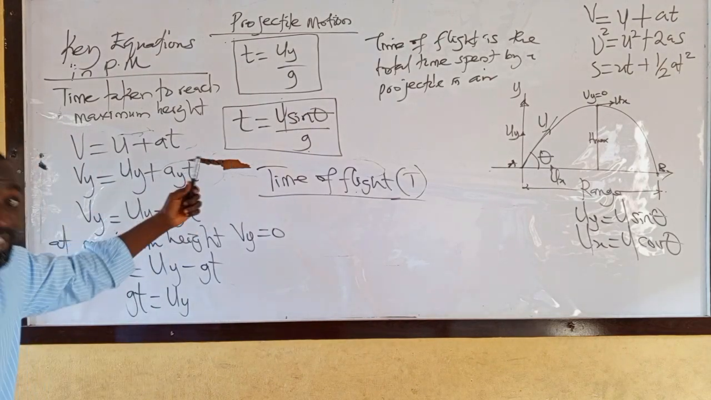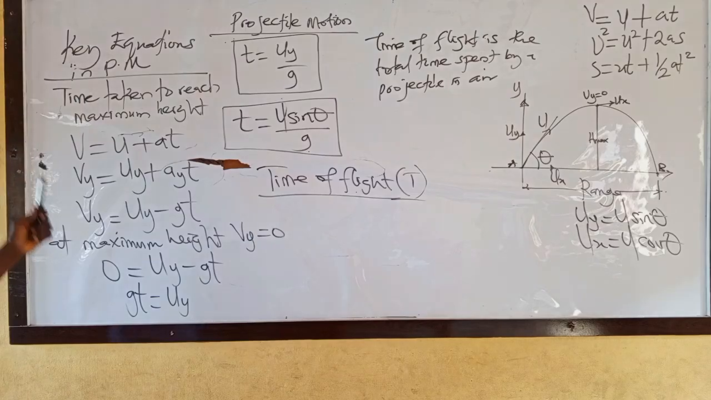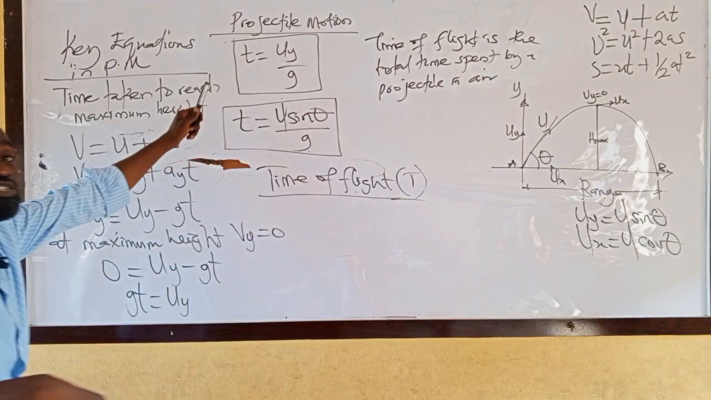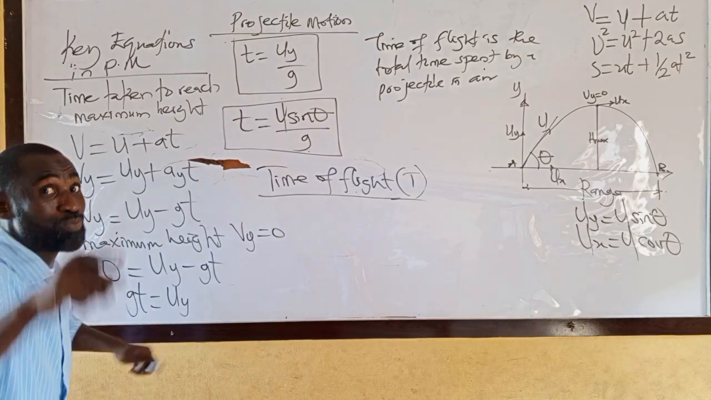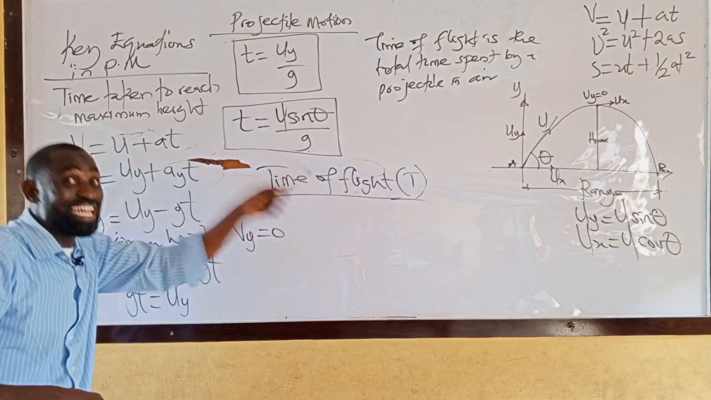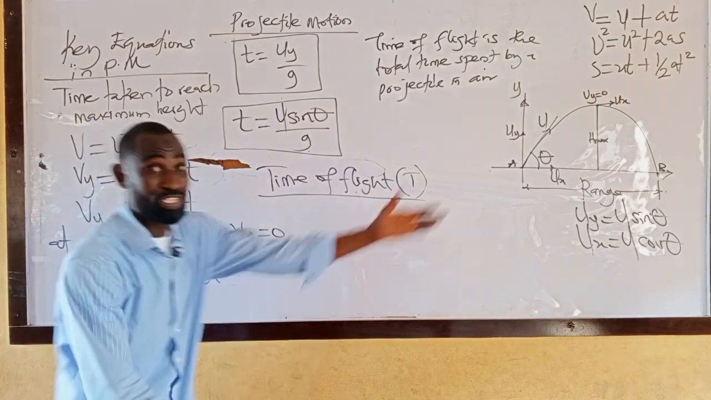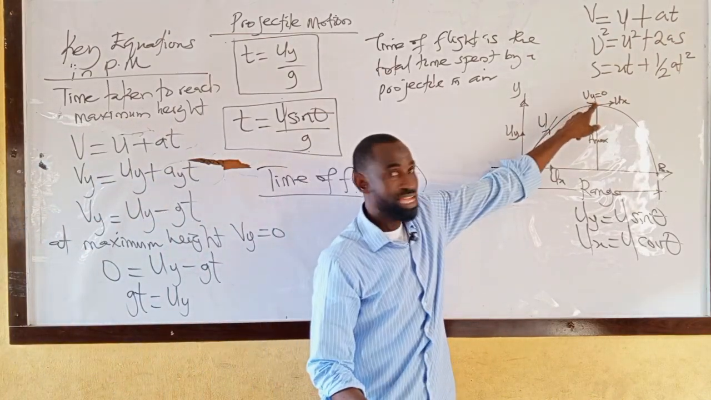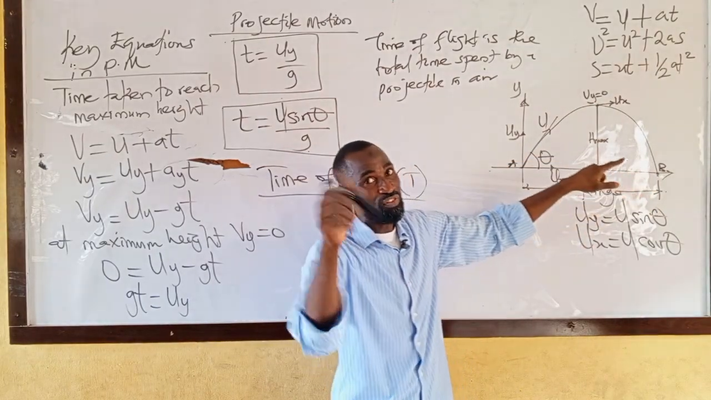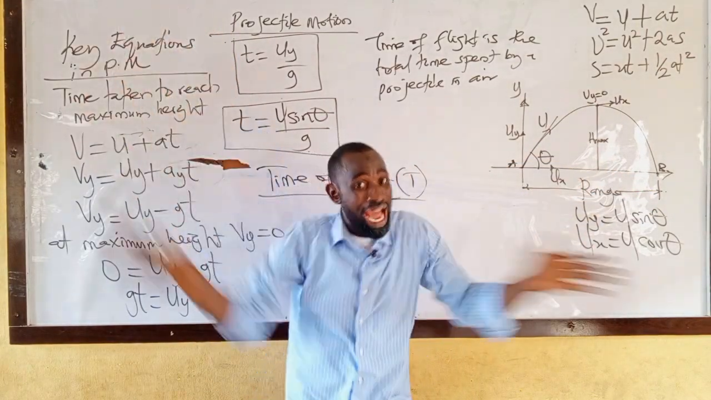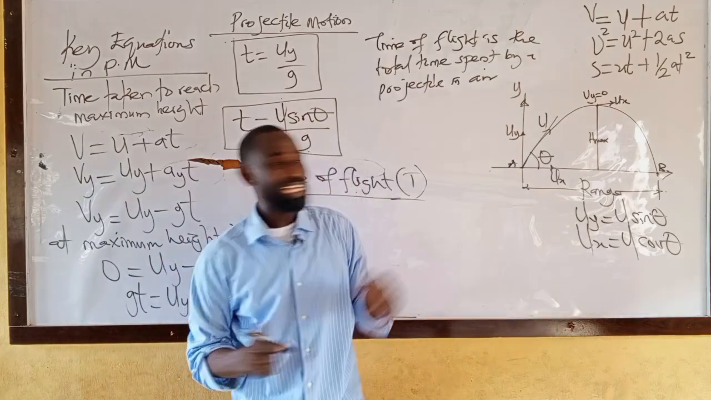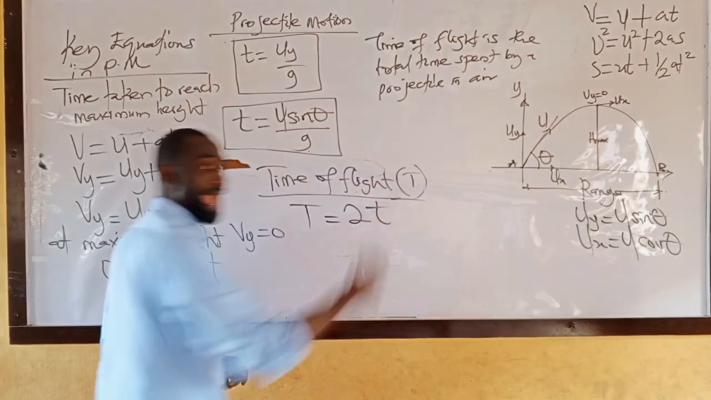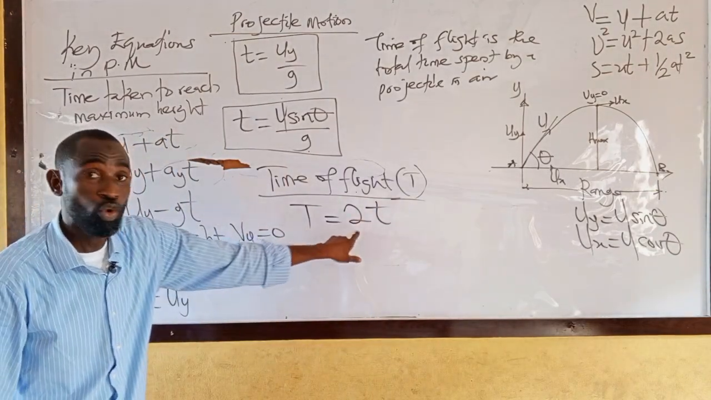Time of flight is twice the time taken to reach maximum height. Mind you, that is because we are negating air resistance. If not, it's not possible. Can I say I was spending from here to here T? It's not possible otherwise. That's why our time of flight is twice the time taken to reach maximum height. So T is 2 times what now?